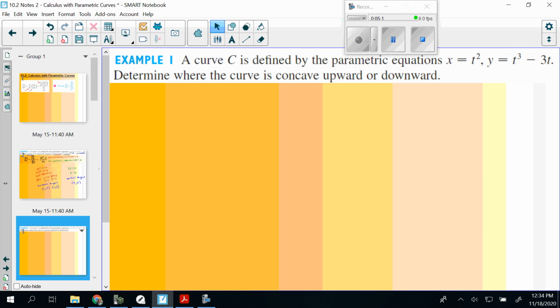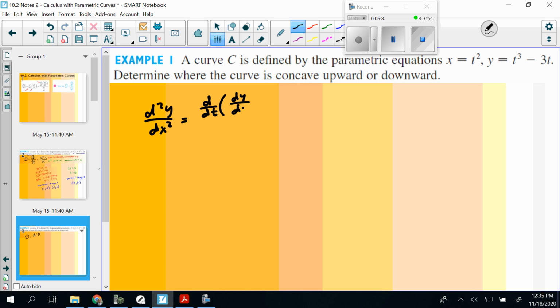Determine where the curve is concave up and down. Well, we know from prior problems that when we want to find where something is concave up or down, that's going to include finding the second derivative. So our second derivative here is the derivative of our first derivative over dx dt. All right, so let's figure out what that is.